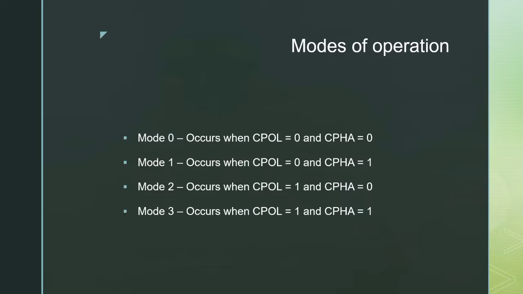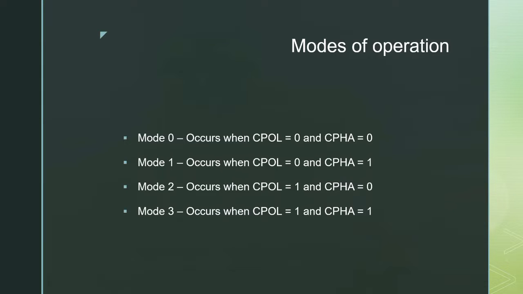Mode 0. Mode 0 occurs when clock polarity is low and clock phase is 0. During mode 0, data transmission occurs during rising edge of the clock. Mode 1. Mode 1 occurs when clock polarity is low and clock phase is 1. During mode 1, data transmission occurs during falling edge of the clock.